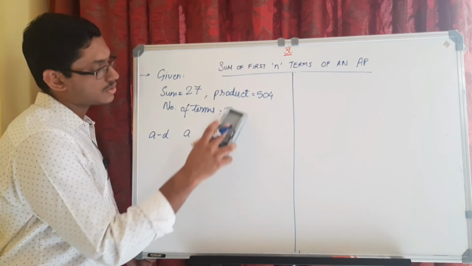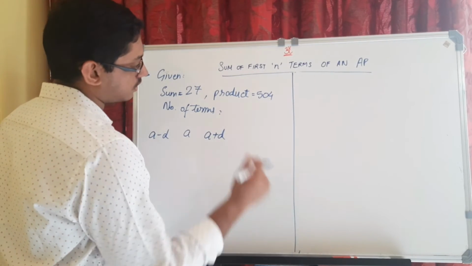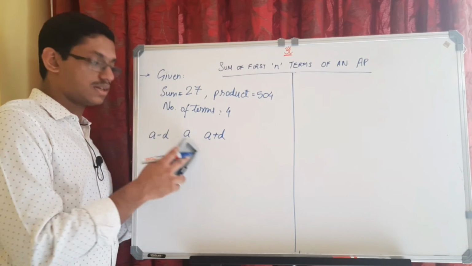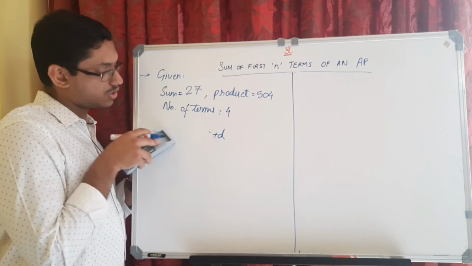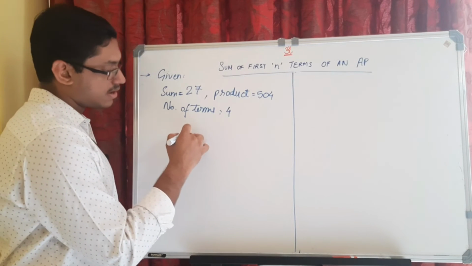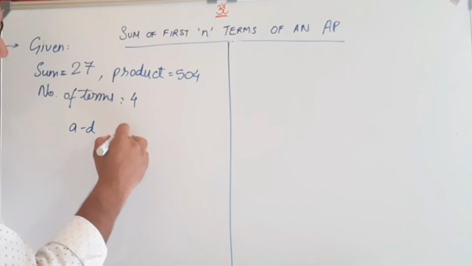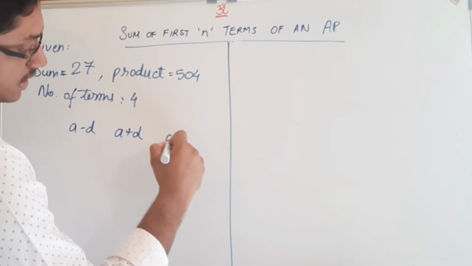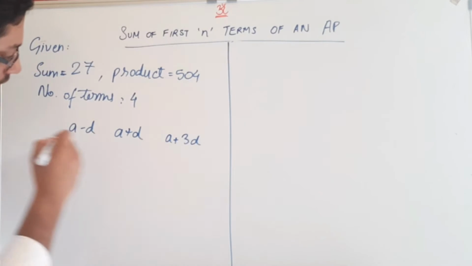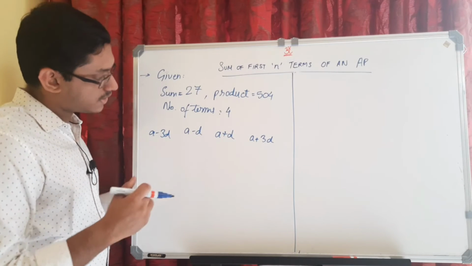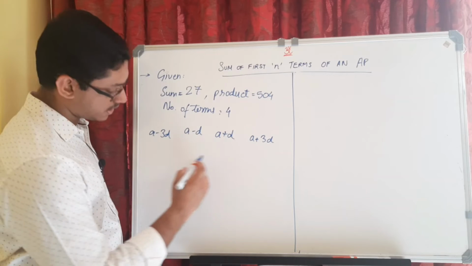Suppose the number of terms was 4. Then what will you have to do? Will we take this? No. In such cases, what you will have to do is take A minus D, take A plus D. Okay. First take this. Then take A plus 3D. And here you have to take A minus 3D.